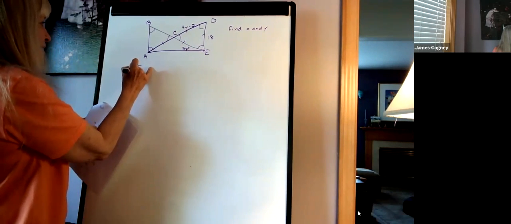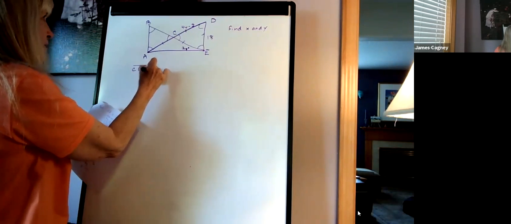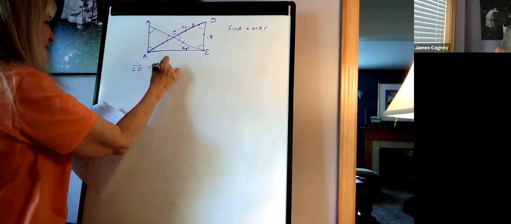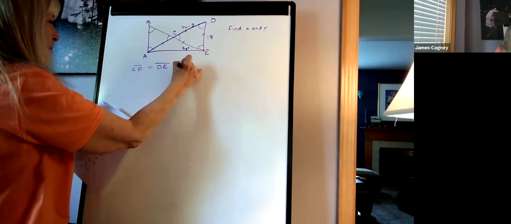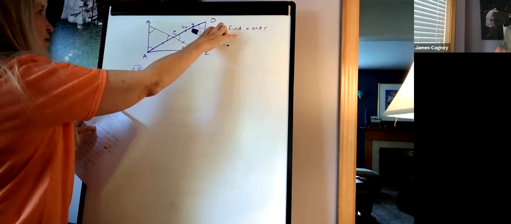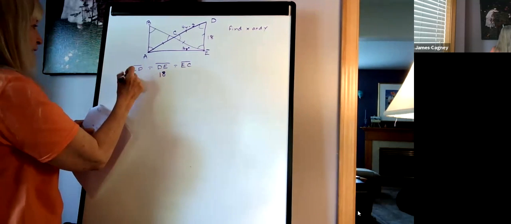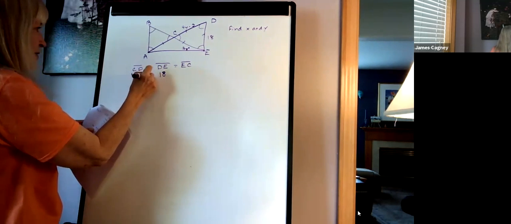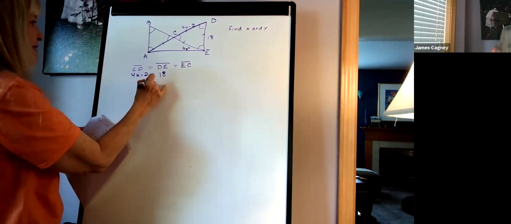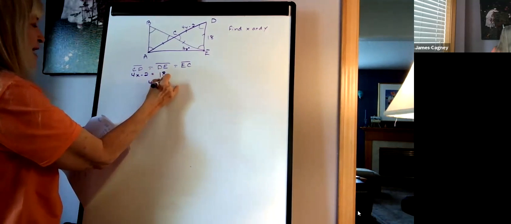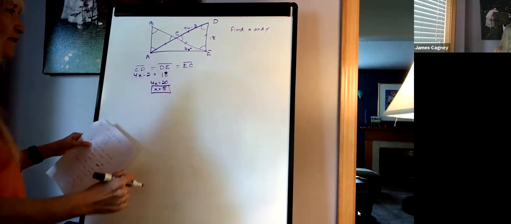So what I know about this, since all of these are marked the same, I know that side CD, so from here to here, is equal to side DE, which is equal to EC. I know that DE is 18, and I know that CD is 4x minus 2. So this is going to be easy to solve. I just set those equal, add 2 to both sides. I get 4x is equal to 20, and x is equal to 5. So here's one of my answers. That was super easy to find.